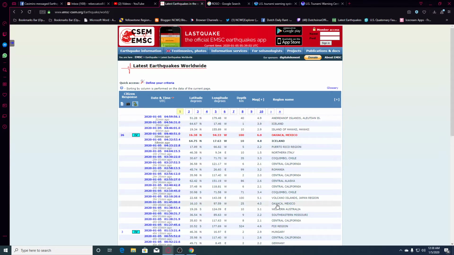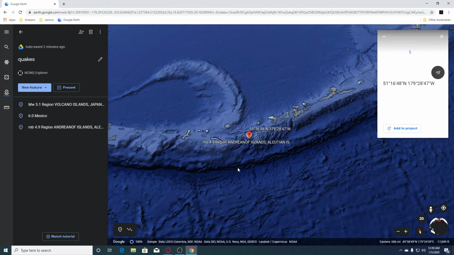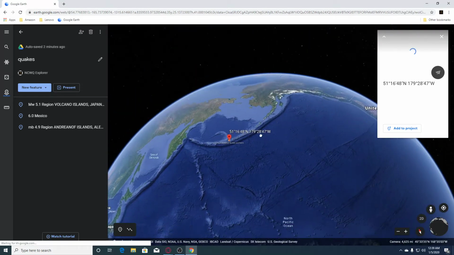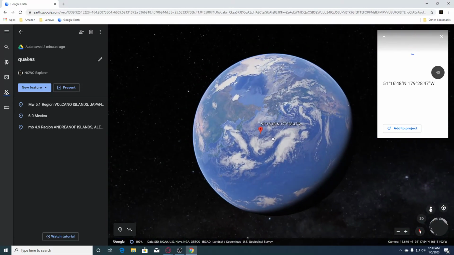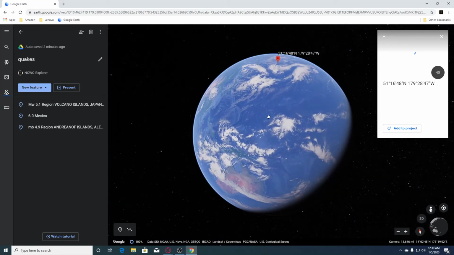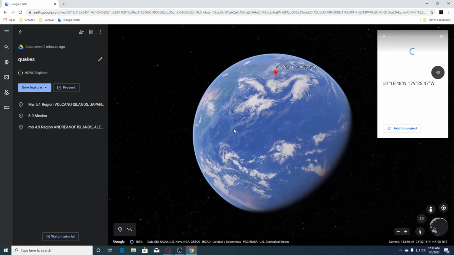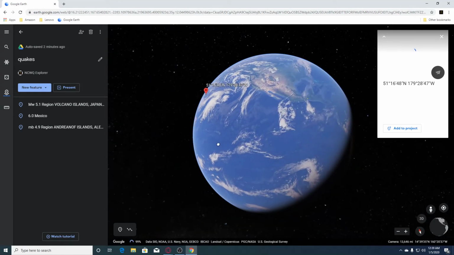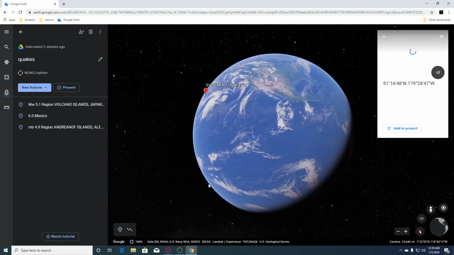And what was interesting to note was that the Volcano Islands 5.1 was 100 kilometers deep, as well as this Oaxaca, Mexico earthquake, which was 100 kilometers deep. And then I was looking at this and I thought, wow, that's kind of interesting. If you look at these three, you can see that there's one here, and the other one was there, which is here, and the other one was here, so it's more like a triangle.